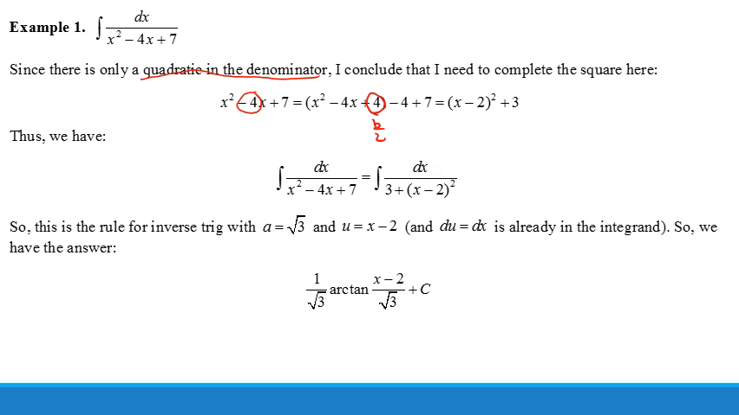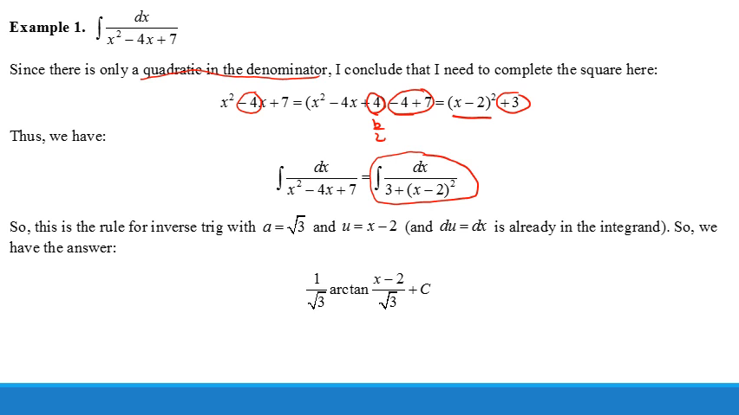And then because I added 4 to the problem, I need to also subtract 4 to keep the problem the same. Okay, so then I have the x squared minus 4x plus 4. That's going to factor to x minus 2 squared. And then I combine the minus 4 and the plus 7 to give me plus 3. Okay, so I rewrite the problem now after I complete the square. Now my problem looks like this, and this looks like the arctangent rule.